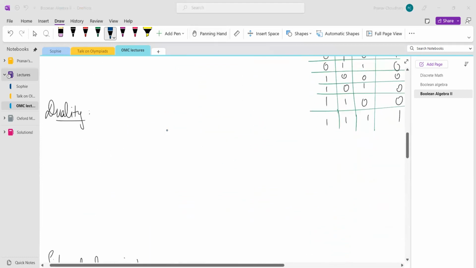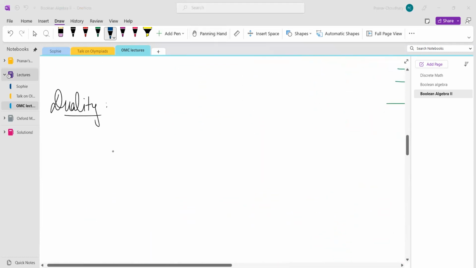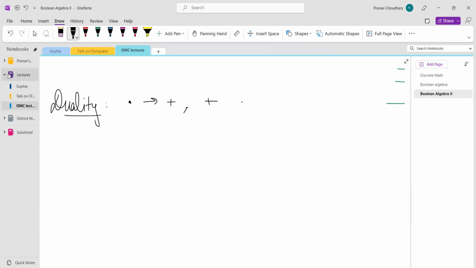Yeah, fine. Okay, so let's say duality. In duality, what we do is wherever you see a product, convert it to plus, and wherever you see a plus, convert it to product. And wherever you see a 1, convert it to 0, and wherever you see a 0, convert it to 1. This is how you define a dual.